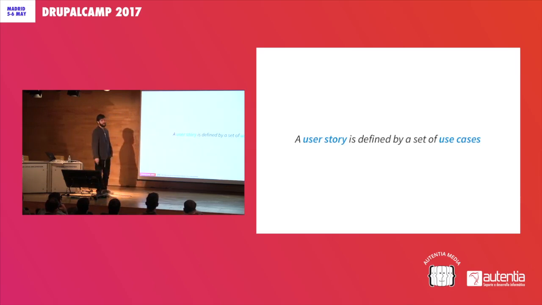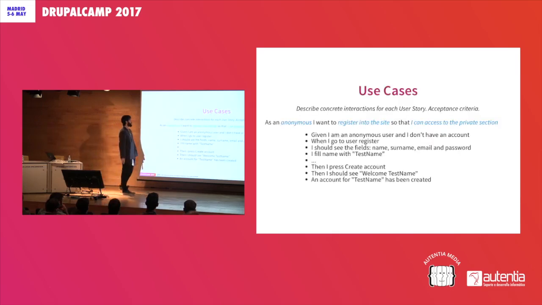So these are the use cases. Use cases describe the interaction for each user story. And this is acceptance criteria. It means that after we have decided on a user story with the client, we talk with him and define which are the steps that the user is going to follow. Okay? So for the previous user story, these are the steps.